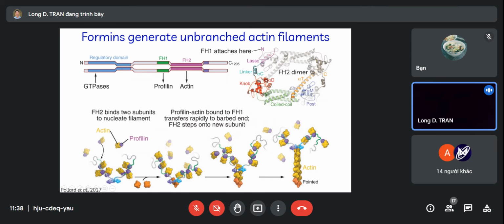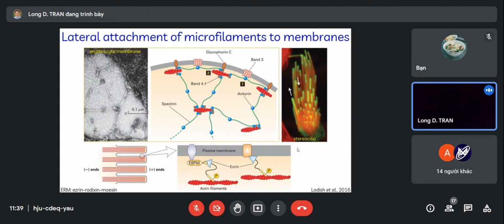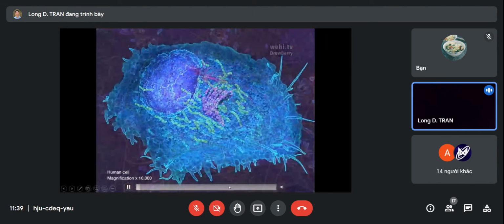So as you can see here, the FH2 domain is always attached to actin, incorporated at the plus end, and therefore the formin always stays at the plus end of the actin. I think probably I can go to the first slide and let you see the movie.